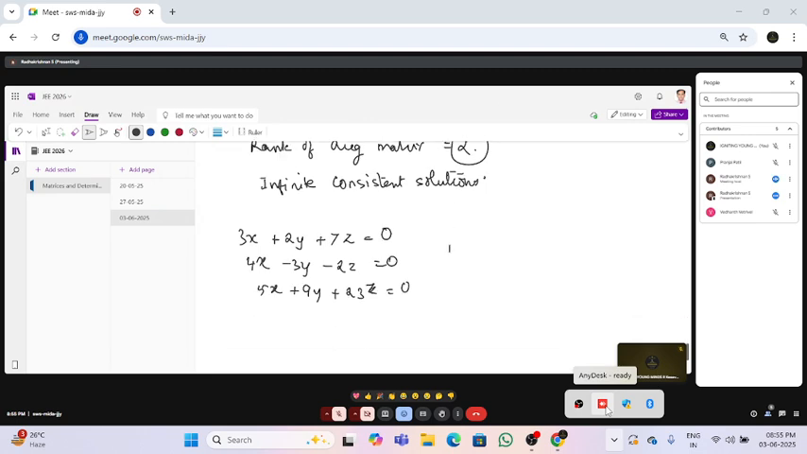Can you do this? This set of equations where all the right hand side values are 0 is called homogeneous equations.